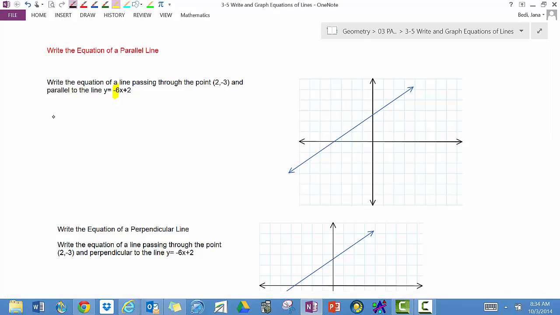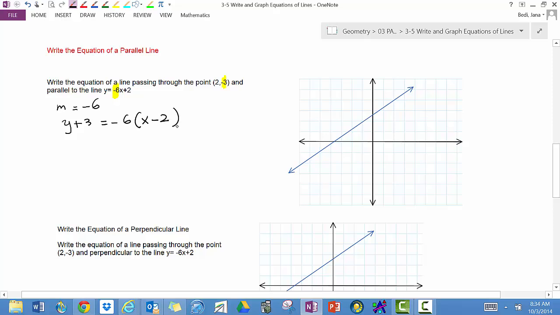then its slope is the same. So the new line slope is m equals negative 6, and its equation I can write using point-slope form is y minus a negative 3, which gives me y plus 3 equals m, which is negative 6, times x minus 2. And that's the equation of my line.